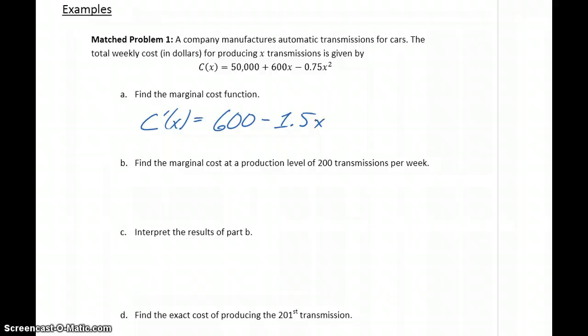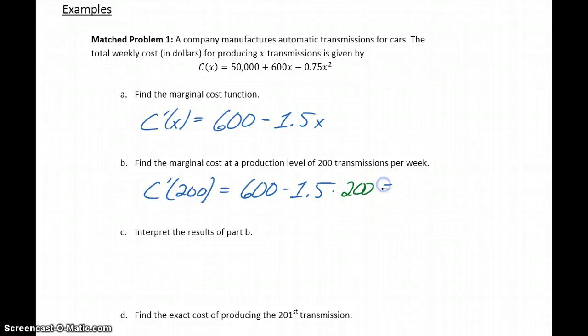So for part B, we want to find the marginal cost at a production level of 200 transmissions per week. So we're going to take that value for x, a production level of 200, and plug it into our marginal cost function. Which in this case is going to give us $300.